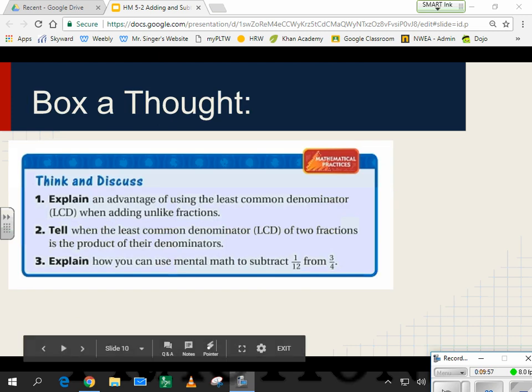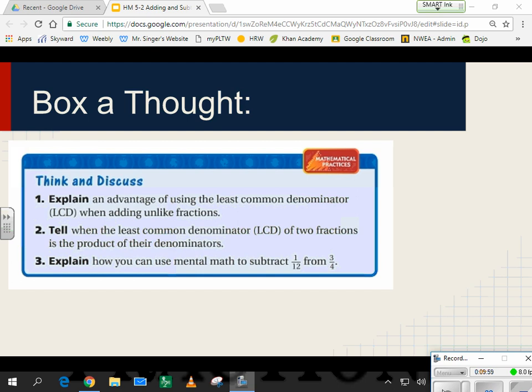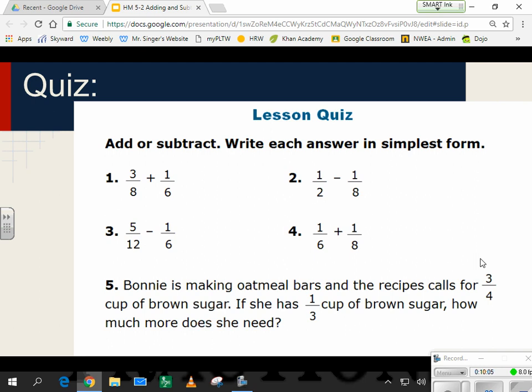Here is your box of thought. Take your time, answer these correctly. And here is your quiz. All 5 questions are listed here. Make sure all 5 are in simplest form. And for number 5, label it with at least cup next to it so that you're completing the word problem.